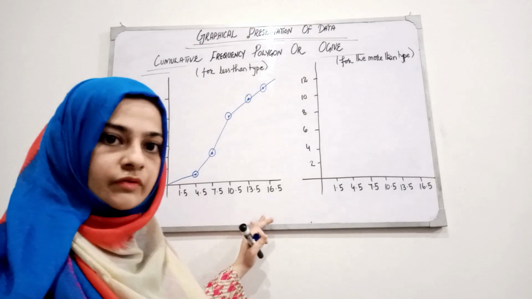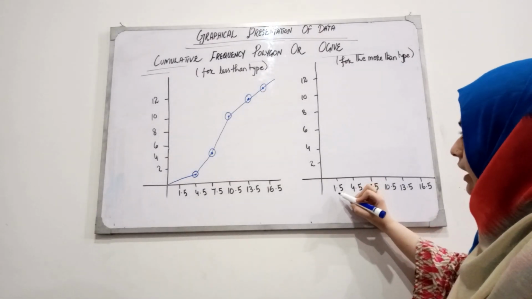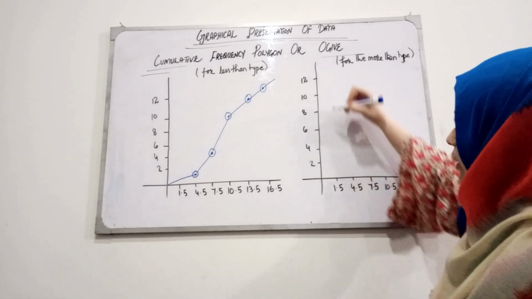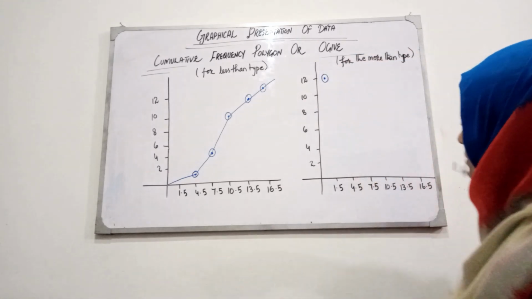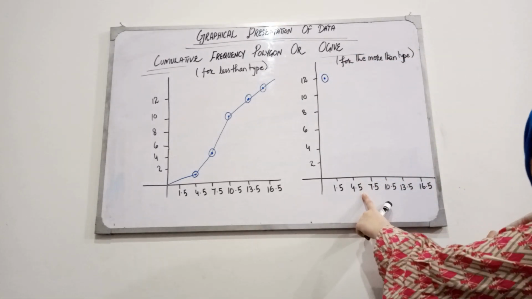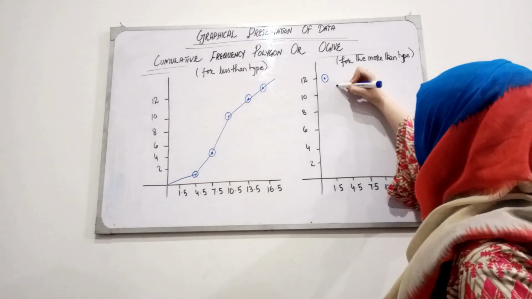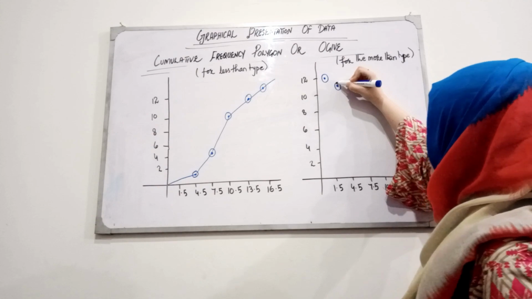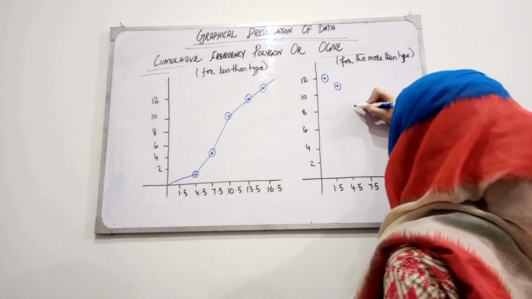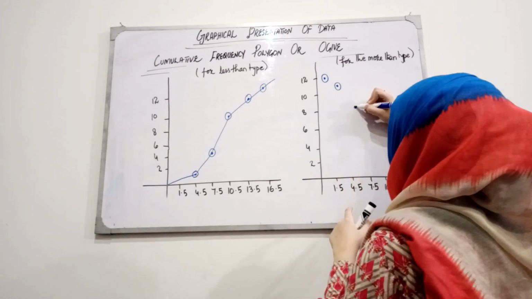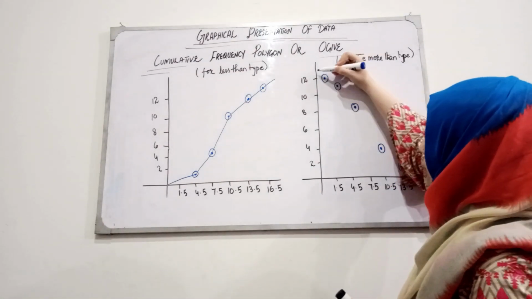Now the same we will do for the more than type. Now see, 1.5 has the cumulative frequency of 12. 4.5 has the cumulative frequency of 11. 7.5 has the cumulative frequency of 8. With a straight line we will join all those points.